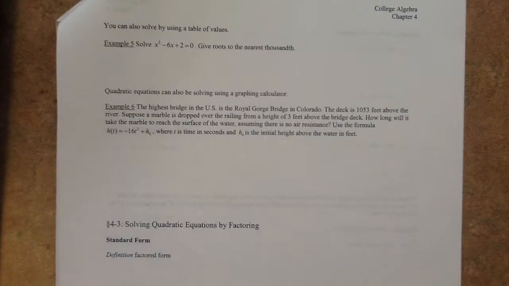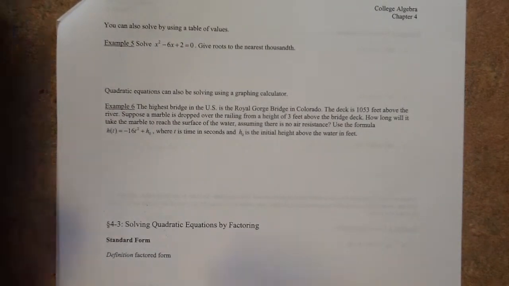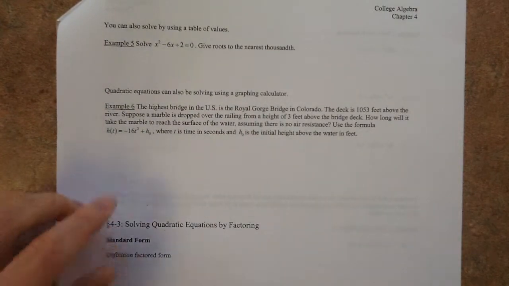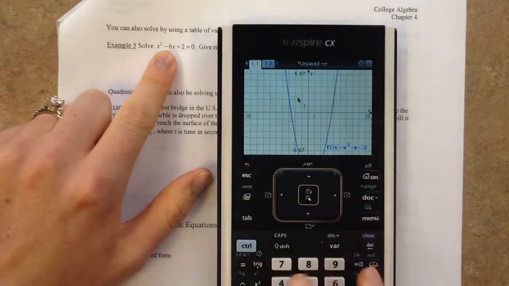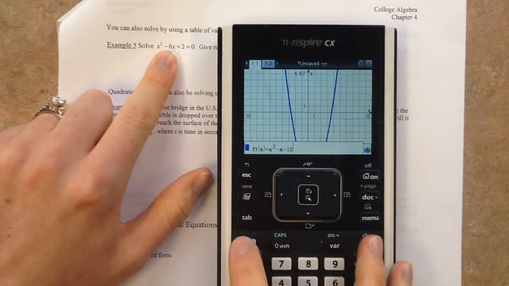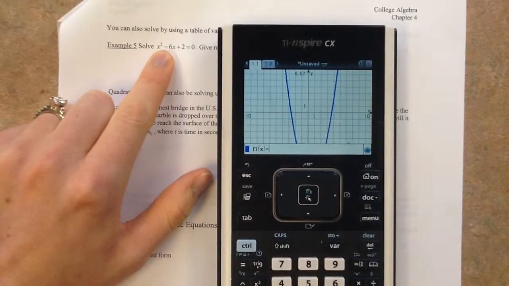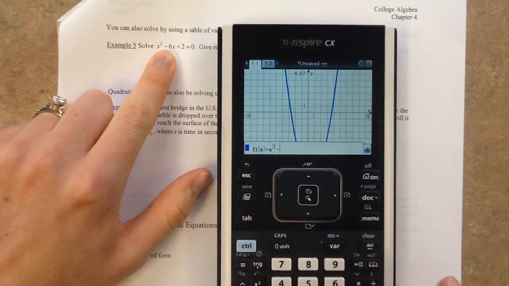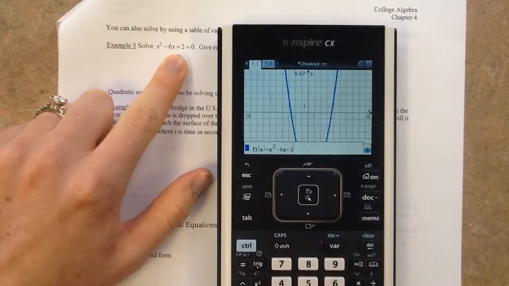So quick thing right here, you can also solve by using a table of values. So let's do the same thing. This is going to be our last one, I think. Let's plug this one in. I don't want to blow your mind with that story problem. It's already bad enough not being there. All right, so clear this one out. So let's type in x squared minus 6x plus 2, and then hit enter.